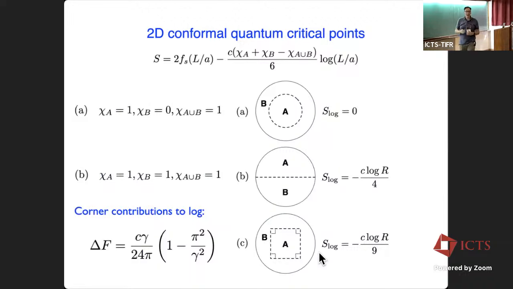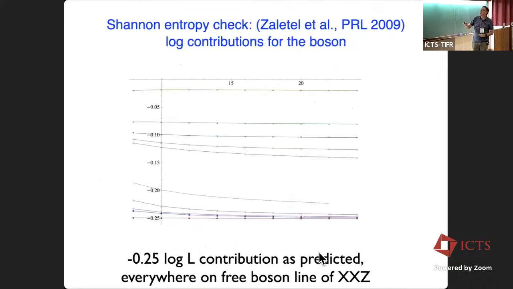Here are cases of logarithmic entanglement entropies for conformal quantum critical points and different ways of cutting. Here it's 0 because B encloses A. Here you get a minus c over 4 because there's no enclosing relation. I've just cut the system in 2. And as an example of corner contributions, if I took a square boundary, I will get minus c over 9. That's how the corner contributions work out. So with a little bit of fun math, you can compute the log contribution.